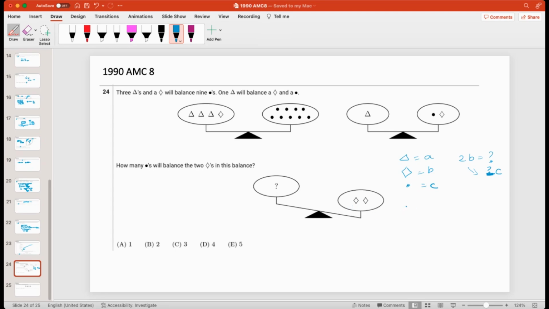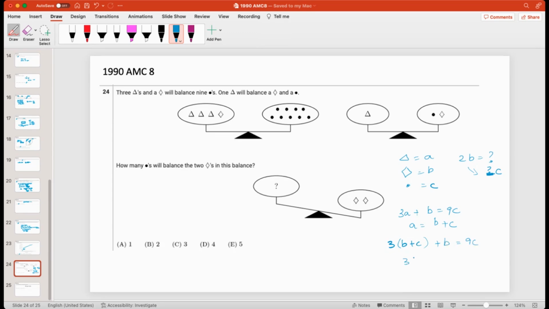So let's calculate now. We are going to write this in terms of algebraic equations. I'm going to say 3A plus B is equal to 9C. Then the second equation, A is equal to B plus C. Now in the first equation I'm going to substitute the second one. So I'll say 3 into B plus C, plus B, is equal to 9C.